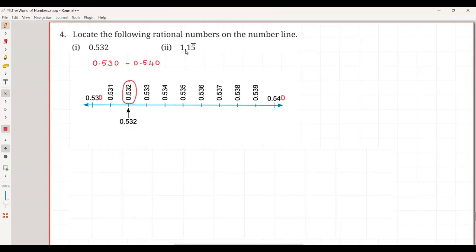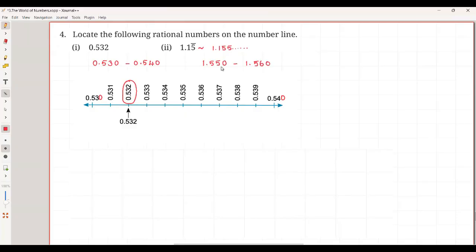The next one is 1.5 bar. Bar means the 5 is repeating. So this is nothing but 1.555 and so on. For this, we have to find out the starting point, right? We cannot mark the exact location; approximately we can go with it. So I'm taking the starting point as 1.550 to 1.560. In between, we can mark this.